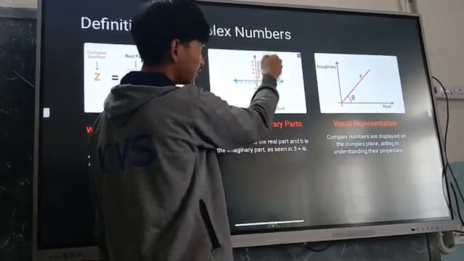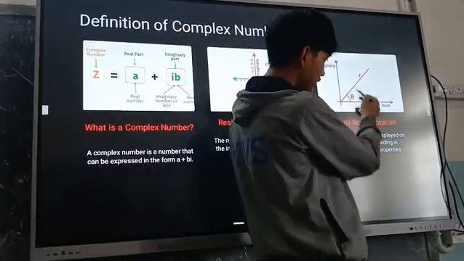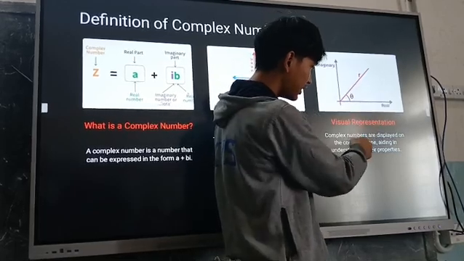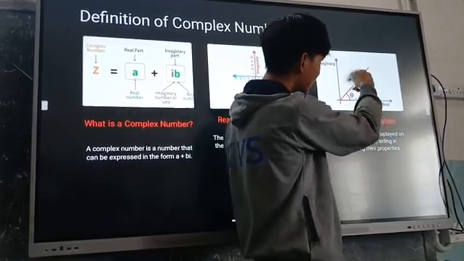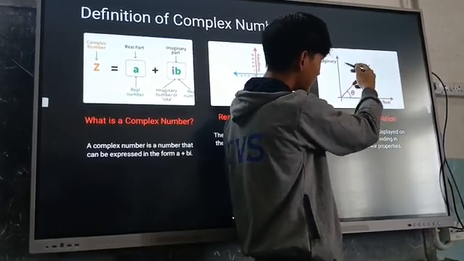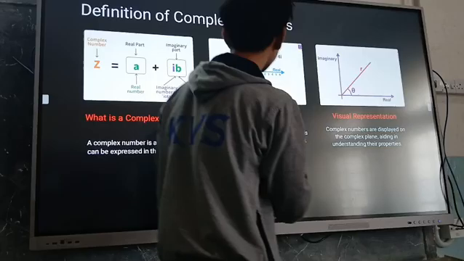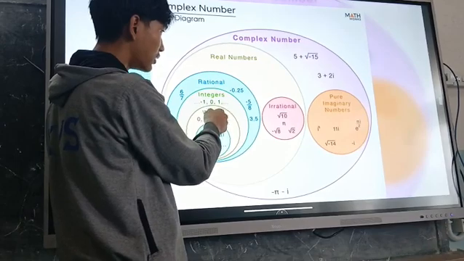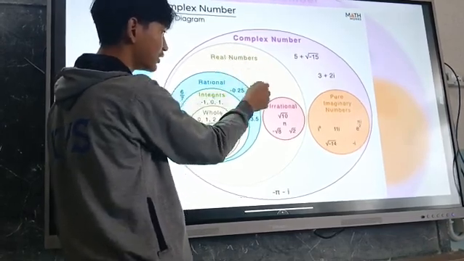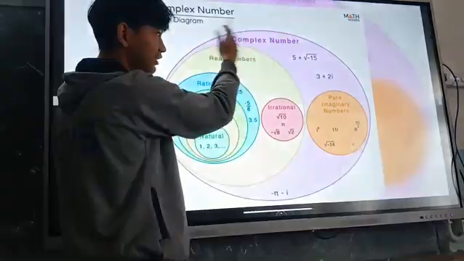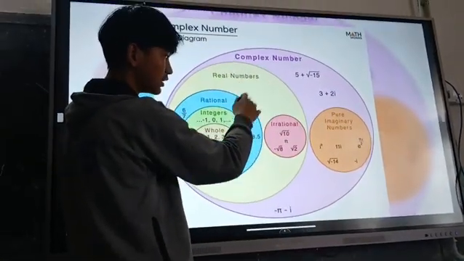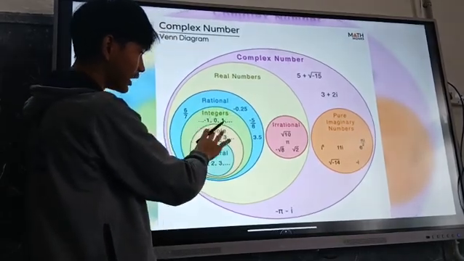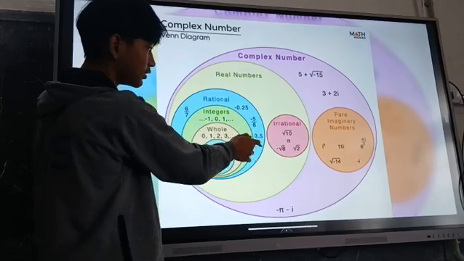Here is the diagram. Then here is the visual representation. Complex numbers are displayed in a complex plane, aiding in understanding their properties. And as you all know, natural numbers, whole numbers, and all the other numbers like real numbers and irrational numbers come under complex numbers. It's like the whole ecosystem where the complex number is the main thing, which consists of all these types: natural numbers, whole numbers, and integers.